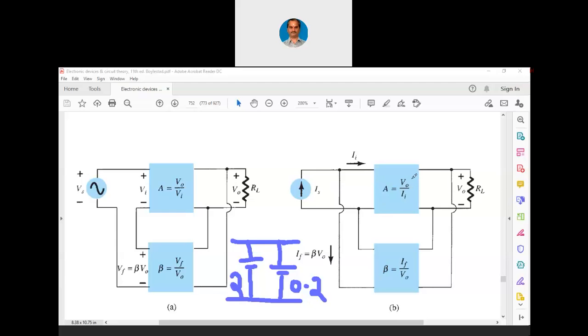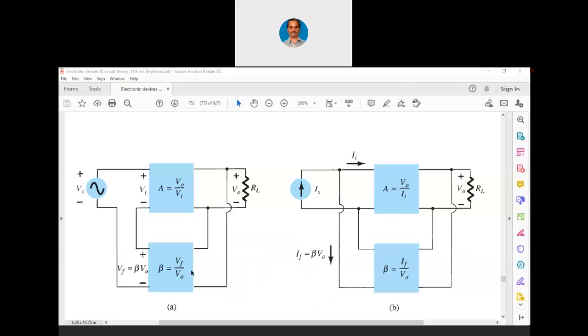So A equals V0 by II. Similarly, beta equals IF by V0. Beta equals feedback current divided by V0, because we have taken a current source at the input. And I have told you in detail about why we should take a current source here in the case of voltage shunt feedback. I hope you have understood it. Let me stop annotating now.